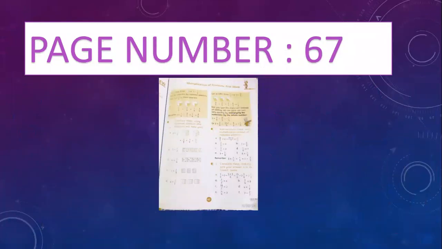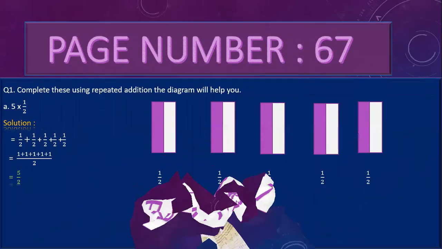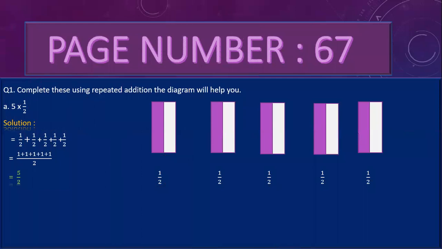We have now come to page 67. How interesting this page is, with diagrams. We add the diagrams and see the fraction of the shaded portion of the diagram. The topic of this page is multiplication of fractions as repeated addition. There are 3 questions. In question 1, parts A, B, C are included, and in questions 2 and 3, all the parts are included, but they are very easy.